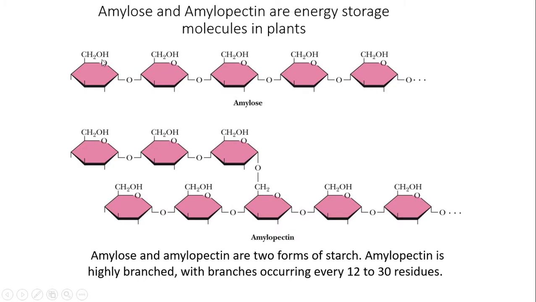Amylose, again, looks linear here. It's actually, we'll see another representation of the structure that shows it's rather helical in formation. And here is amylopectin with a branch coming off of it. So this is the alpha 1,6 linkage. And again, those branches occur every 12 to 30 residues.